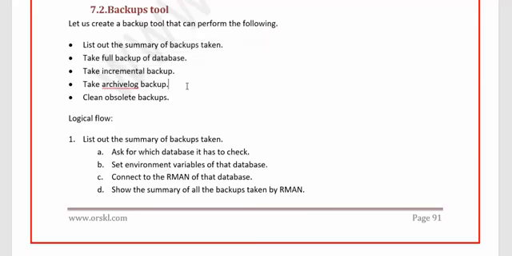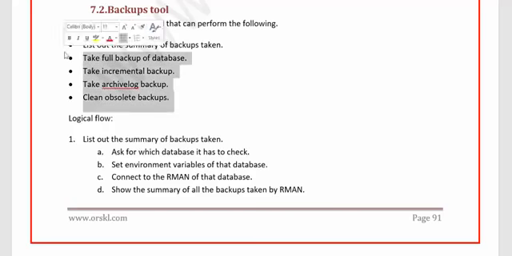When I say incremental backup, it should ask me whether I want a cumulative incremental backup or a differential incremental backup. Then I should be able to take archive log backups, and after that it should be able to clean the obsolete backups. That means the backups falling beyond the retention period, whatever retention policy you have by default. If you want to clean them manually, my tool should be able to perform that. So at a higher level, this is what my tool has to perform.